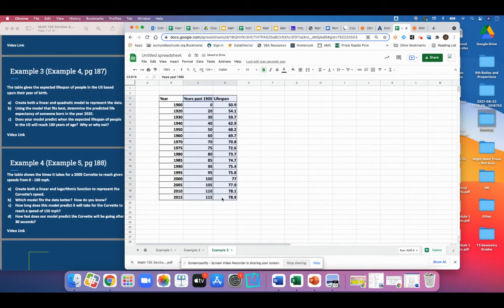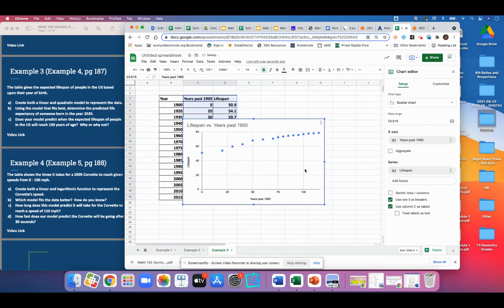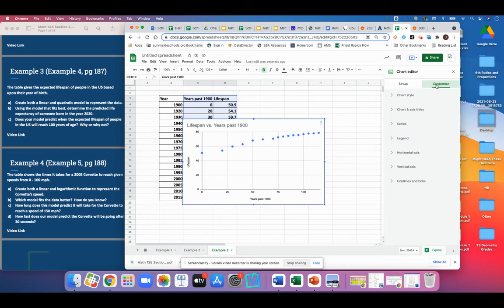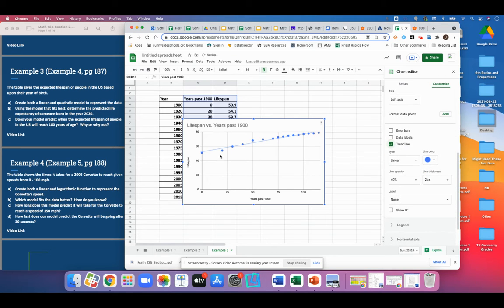So let's get our graph going, everyone. We do need these two columns, not that one. We're going to say insert chart. Again, it automatically goes to a scatter chart because that's the one we used before. Come over here to customize, down to series, down to trend line. And so put a straight line on there for us.